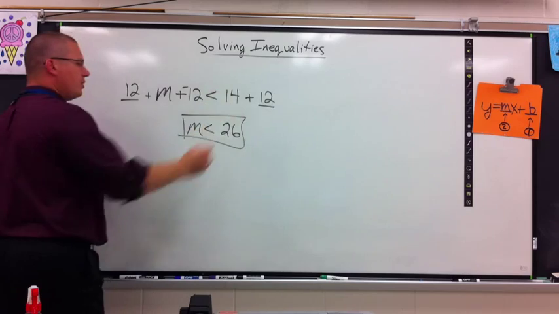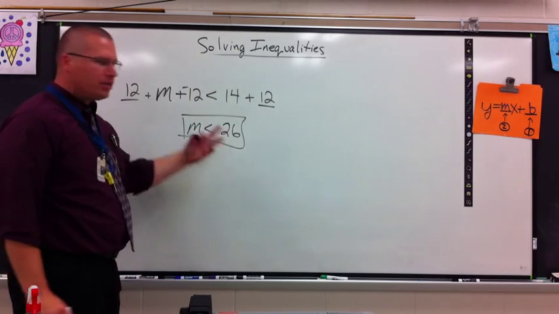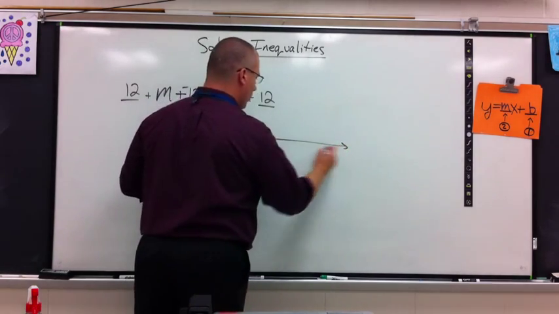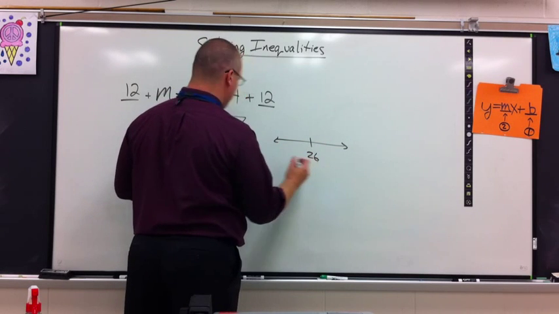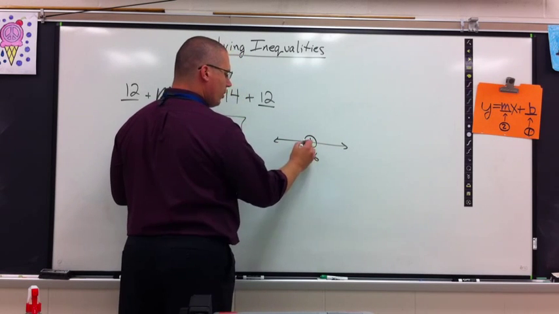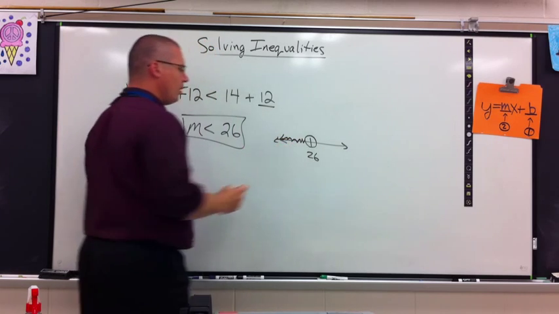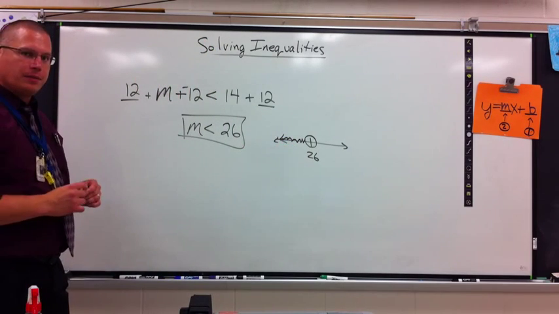So how do I answer this question? Graph everything less than 26. Draw a number line, 26, put a circle around it, open circle because it's less than, and I shade to the left.